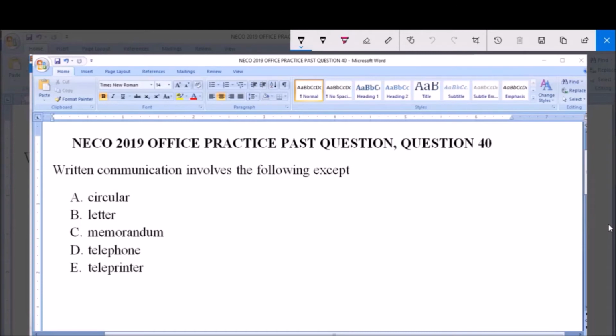Today I'll be answering NECO 2019 Office Practice past question, question 40. Written communication involves the following except: A. Circular, B. Letter, C. Memorandum, D. Telephone, and E. Teleprinter. We have to pick an option which is not a written communication. Communication simply refers to the exchange of information.